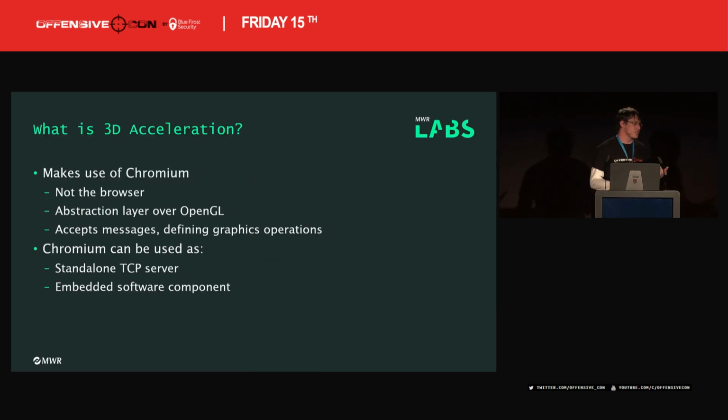So first off, what is 3D acceleration as it pertains to VirtualBox? VirtualBox makes use of a technology called Chromium, which is essentially just an abstraction layer over OpenGL. And this accepts Chromium messages, which define graphical operations. It's within the parsing of those messages that the actual bugs sit. Now, Chromium can be used as a standalone TCP server, or as in the case of VirtualBox, an embedded software component.